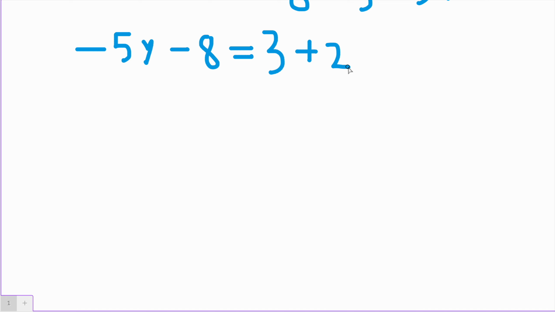Let's work on something that's also a simple equation, but a bit more complex. And we'll mix it up by using the variable y this time. So we can have negative 5y minus 8 equals 3 plus 2y.